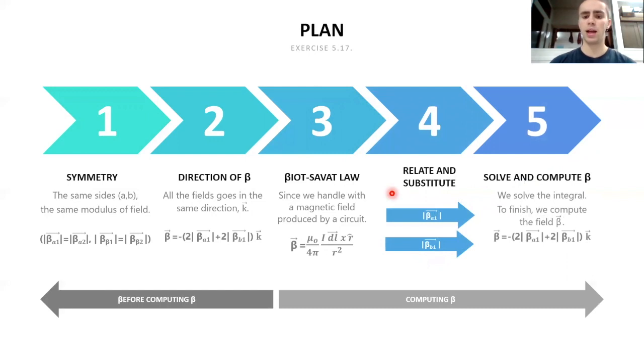Then at last we solve the integral. We'll obtain these two values, and to finish we have all we need. We sum the two modulus multiplied by the two wires of each side we have and assign the direction minus k. So that's all the plan, and for the next part, the execution part, we'll assume we have computed before the direction of the resulting field, that is minus k. Initialize with it and focus only on computing B through this equation.